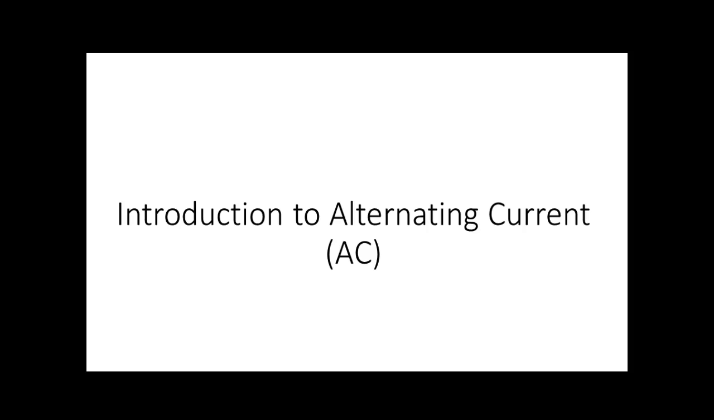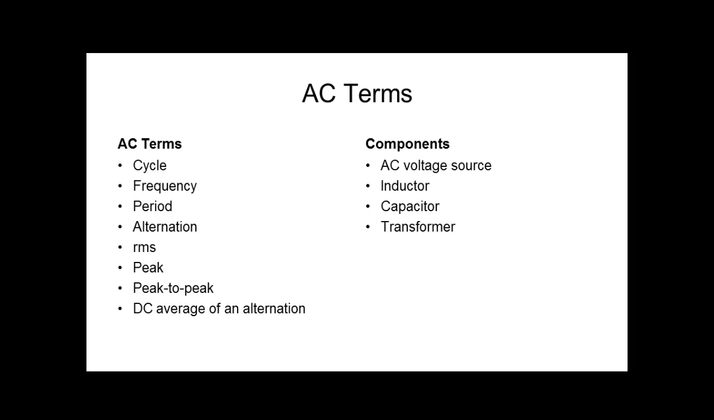And we're talking about AC power. So the terms we'll look at: a cycle, frequency, period, and alternation. We need to understand RMS, peak, peak to peak, and DC average. Of course, we'll talk about the voltage source, and a little bit about inductors, capacitors, and devices called transformers. I don't think we do that in this lecture, but we'll have to eventually get to those.